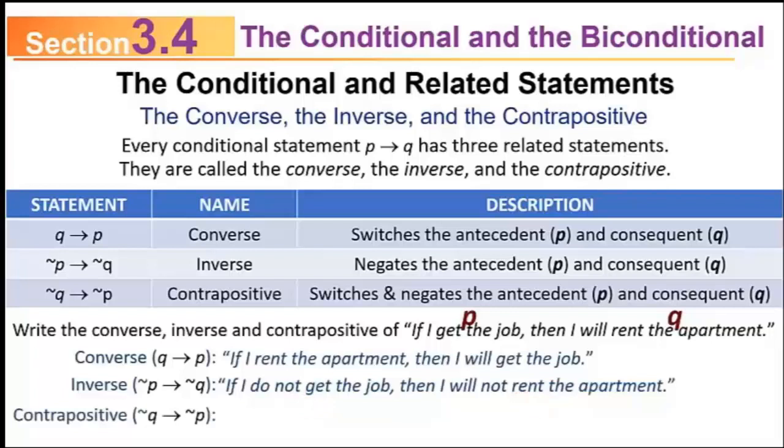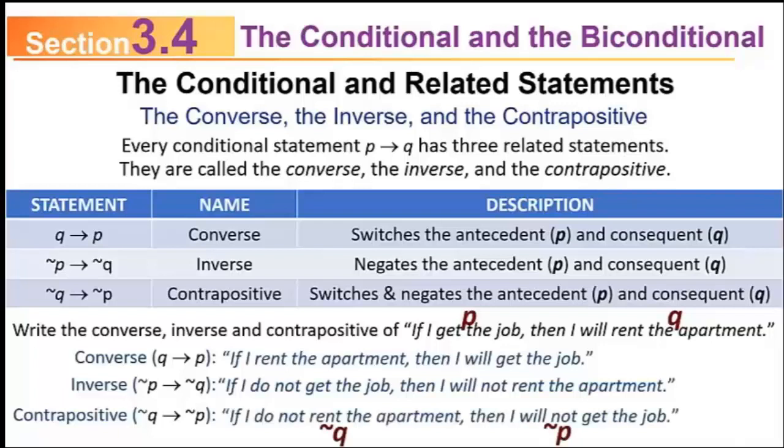And finally, the contrapositive does both, switches and negates. So instead of, if I get the job, then I will rent the apartment, you switch and negate to get, if I do not rent the apartment, then I will not get the job. That's the converse, the inverse, and the contrapositive.